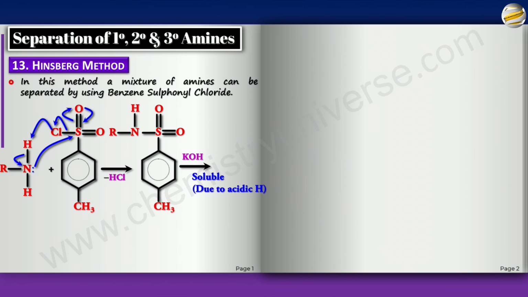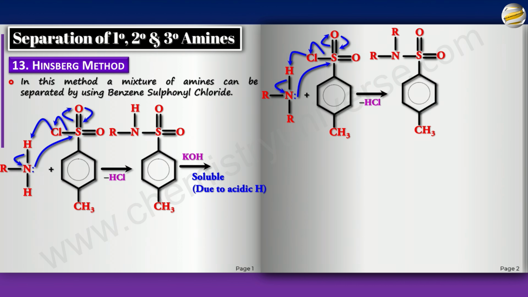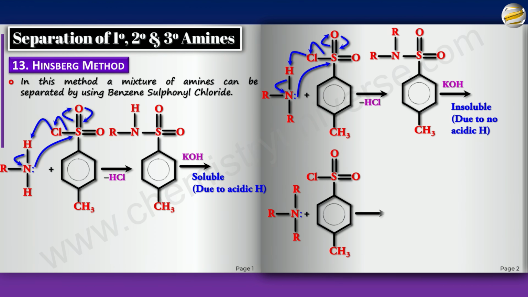But you can understand what will happen if it is a secondary amine, right? Because there won't be any H left. Everything will be the same except for the fact that it won't have an H and that won't be soluble in KOH. So it will be insoluble due to no acidic H. And for tertiary, there won't be any reaction at all because there is no H at all for the Cl to take. So tertiary will not react.